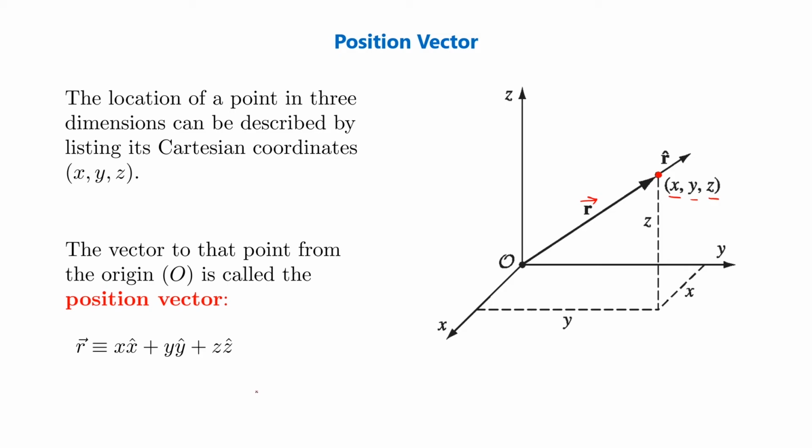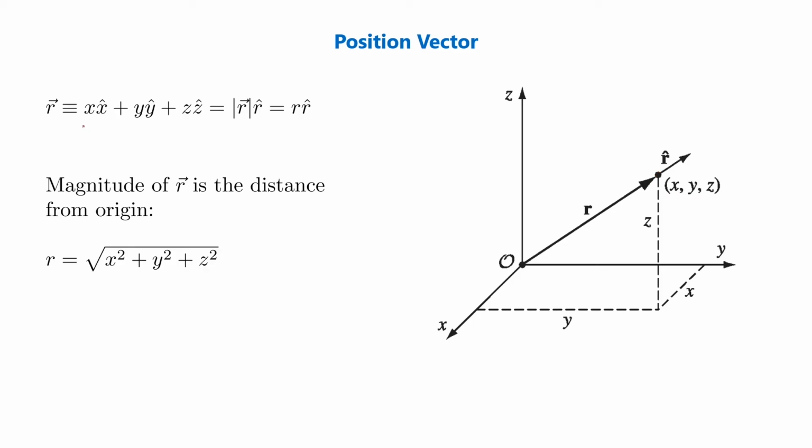We will denote the position vector as vector r equal to x x hat plus y y hat plus z z hat. The position vector r, which is expressed as x x hat, y y hat and z z hat, can also be written as the modulus of vector r times the unit vector along the direction of vector r.